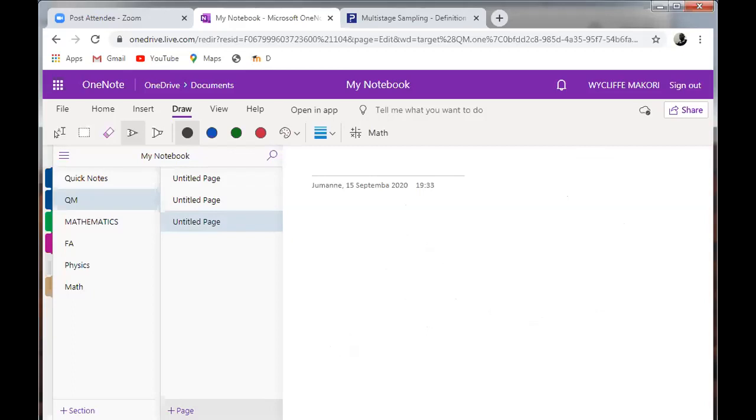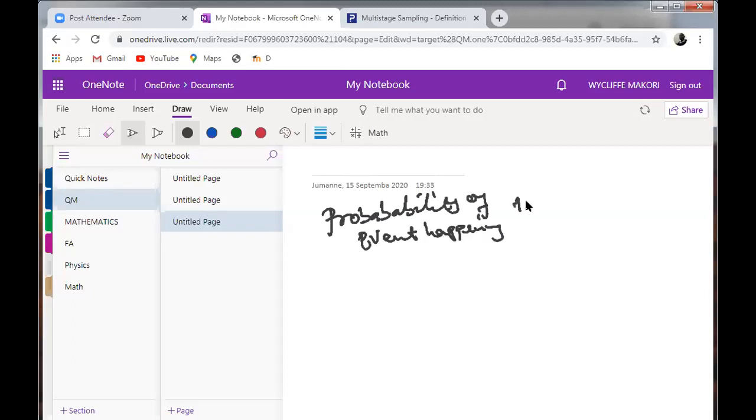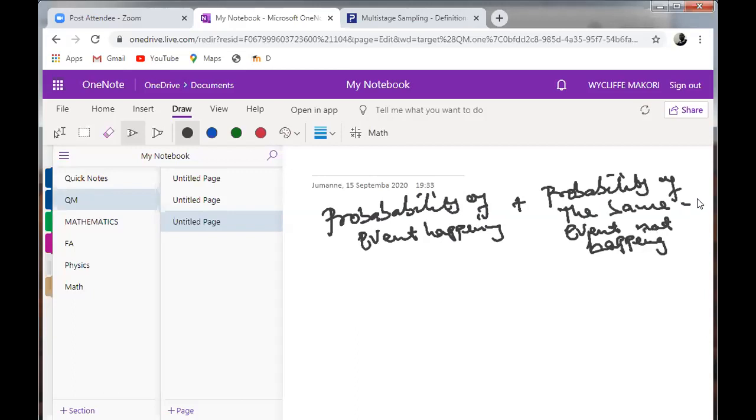That reminds me of something that I need to explain here before we do that question. As far as probability is concerned, the probability of an event happening plus the probability of the same event not happening will always be equal to one. It is very important for you to note that the probability of an event happening plus the probability of the same event not happening must equal one.